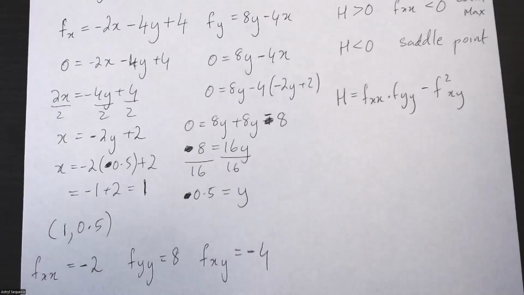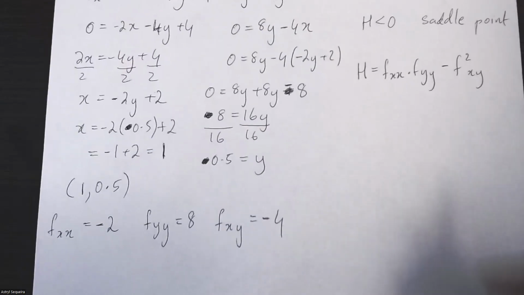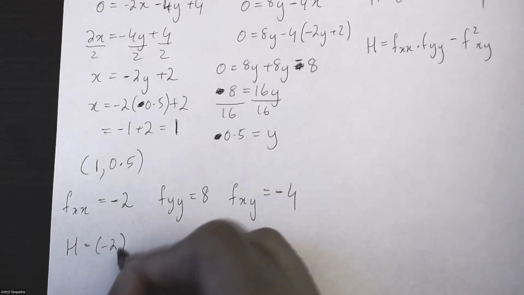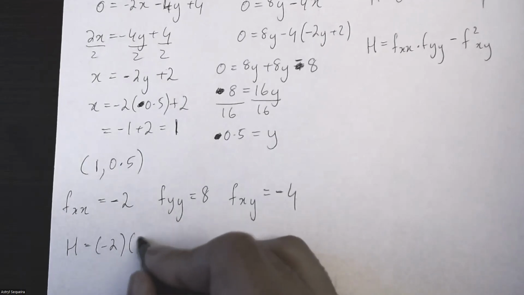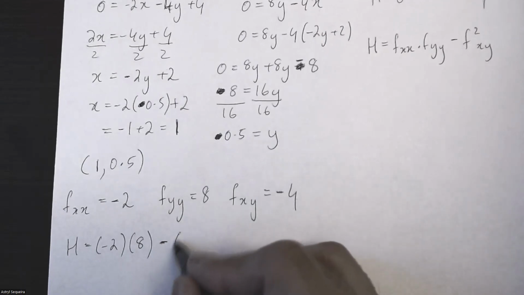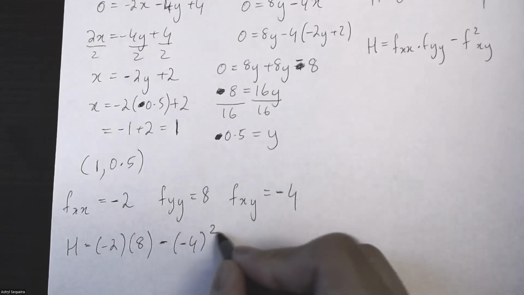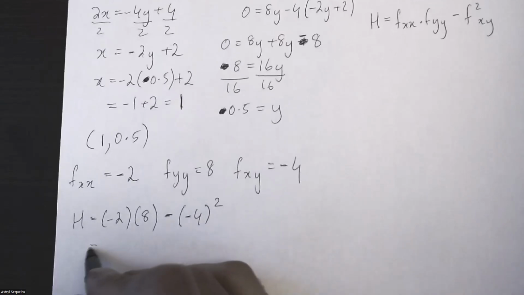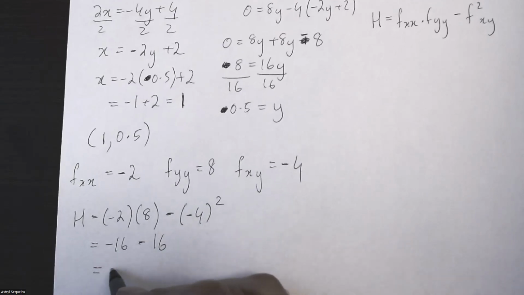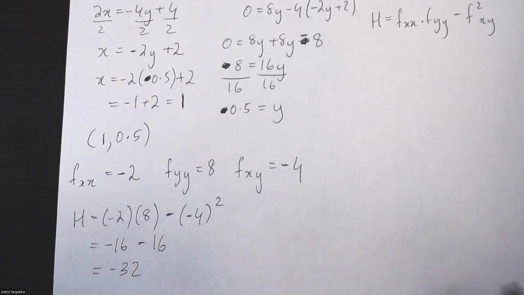Now we want to sub these values into our Hessian equation. So h equals fxx times fyy minus fxy squared. I'm going to calculate this. So this is negative 16 minus 16, which is negative 32.